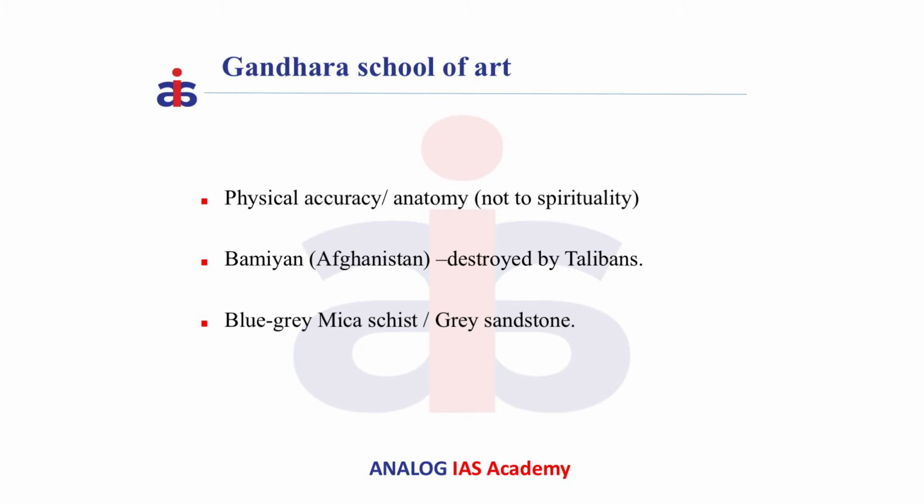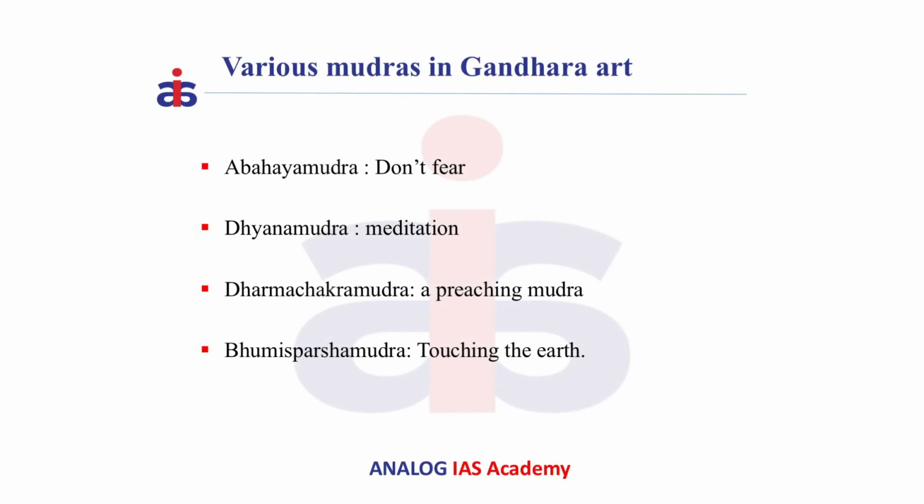Here, the facial features of Buddha reflect Greco-Roman influence, that is, protruding eyeballs, elongated eyes, half-closed eyes, an elongated face and a sharp nose. The rock-cut Buddhas in Bamiyan in Afghanistan, which were destroyed by the Taliban, are examples of this Gandhara school of art. Here, the material used is blue-grey mica schist and grey sandstone. The various mudras depicted in Gandhara art are Abhaya Mudra, Dhyana Mudra, Dharmachakra Mudra and Bhumisparsha Mudra.